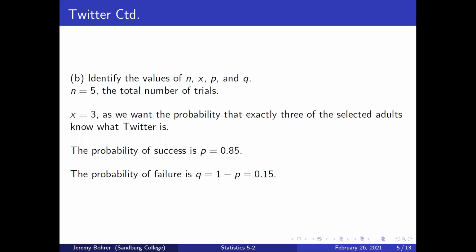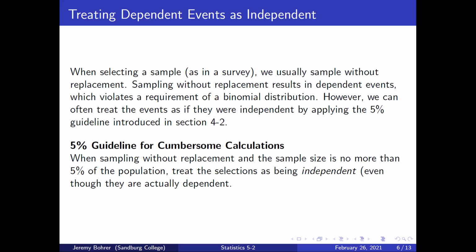B, identify the values of n, x, p, and q. N equals 5, the total number of trials. X equals 3, as we want the probability that exactly 3 of the selected adults know what Twitter is. The probability of success is P equals 0.85. The probability of failure is Q equals 1 minus P equals 0.15.